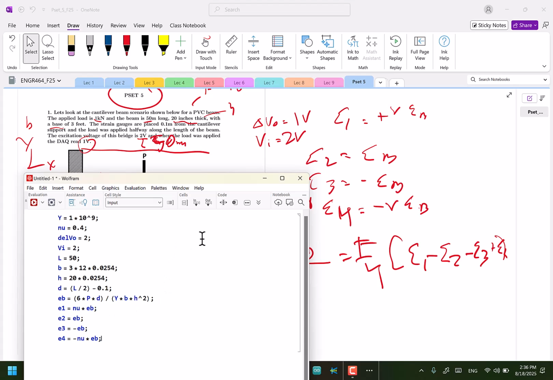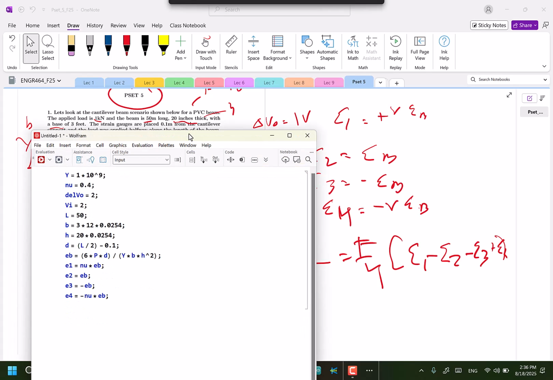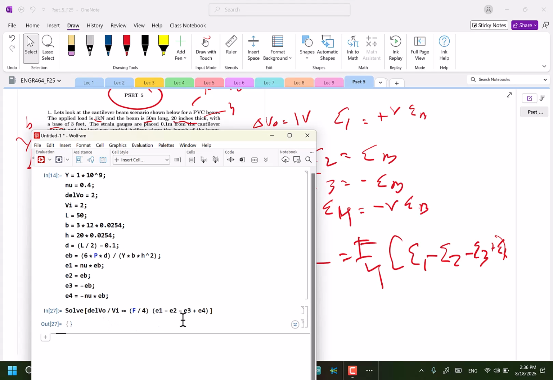There's no temperature information, so I'm just going to assume that that's not changing, so it's 0. And then we have all those values set up, and I'm going to solve delta V naught divided by VI set equal to F divided by 4 times E1 minus E2 minus E3 plus E4. Solve for F. Whoops.